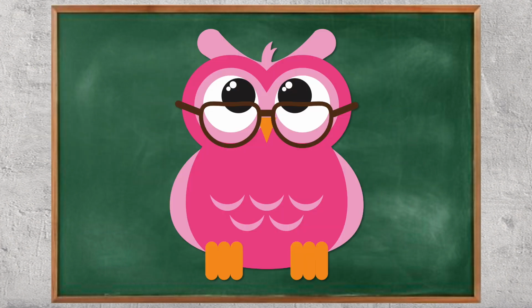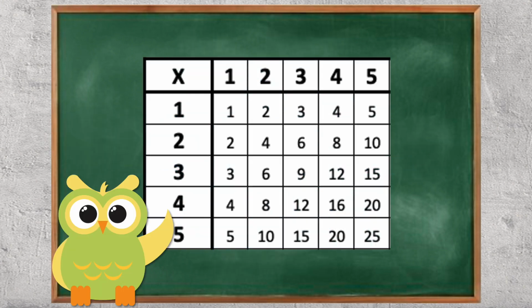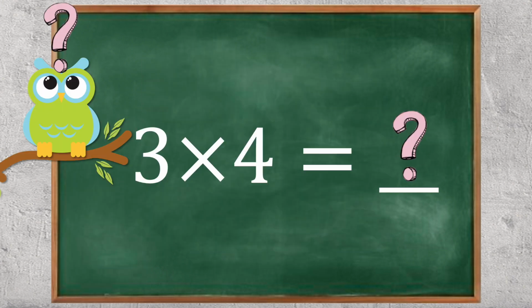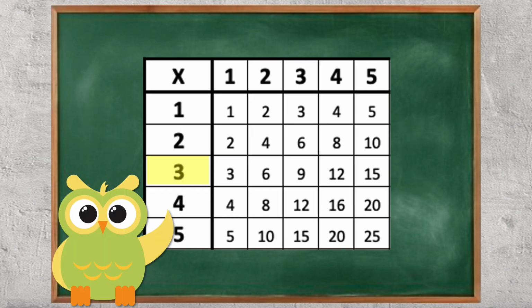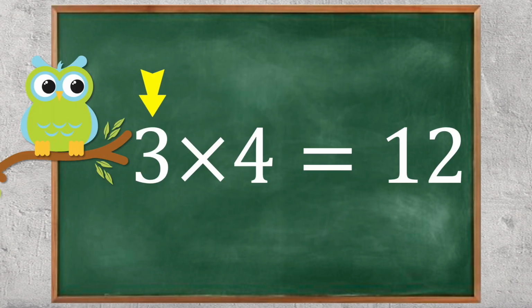Let's try with a smaller version of our chart. Suppose we wanted to know what 3 times 4 is. Find 3 on the left. Find 4 at the top. Find where 3 and 4 meet across and down. It's at 12. That tells us 3 times 4 equals 12.